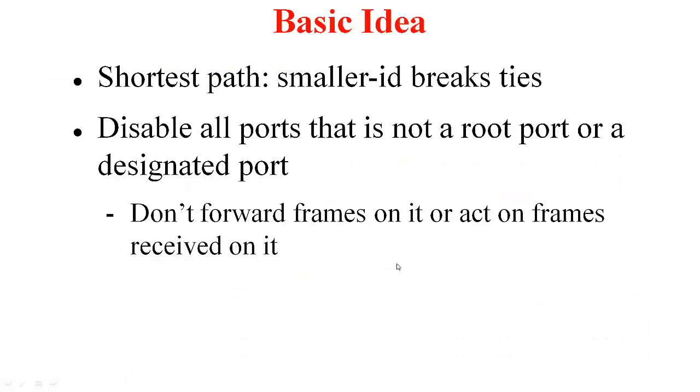It is conceivable that there are more than one path to the root bridge, all at the same distance, in which case the tie is broken with the smaller ID. Here it refers to the next hop bridge. Now that you have determined the root ports and the designated ports, we disable all ports at a bridge that are not a root port or a designated port. By disabling, I mean you don't forward frames on that port, nor do you act on frames received on that particular port. For all practical purposes, it is as good as the port is non-existent.